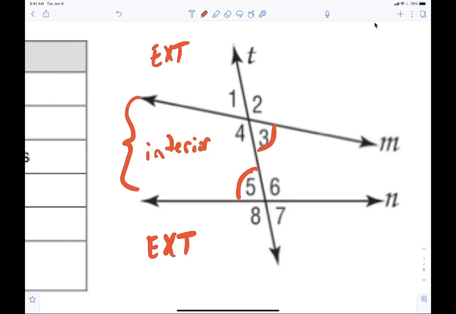All right. You also have same side interior. Again, you look to the interior and what angles are on the same side of the transversal: 4 and 5, and 3 and 6. Now, there is no same side exterior for some strange reason. But we could identify the same side exterior, 2 and 7, 1 and 8. I'm not sure why they don't have those.